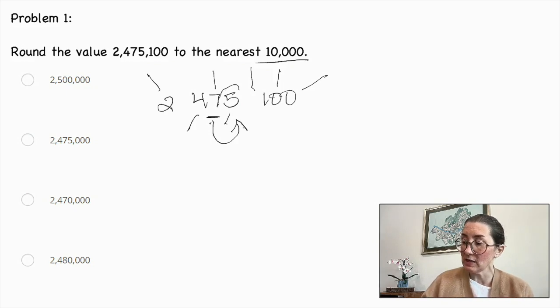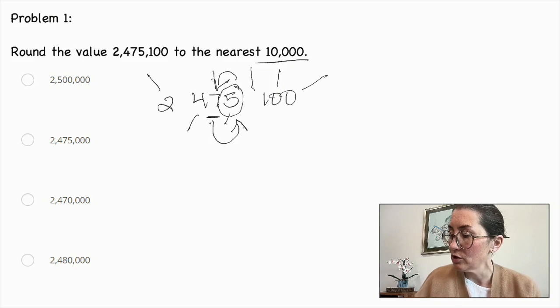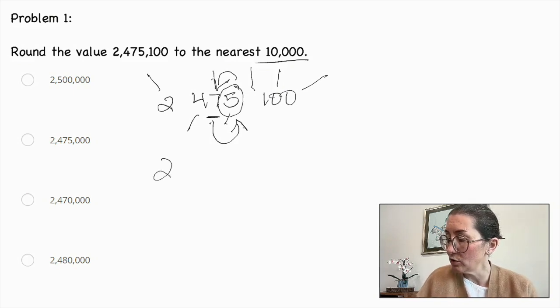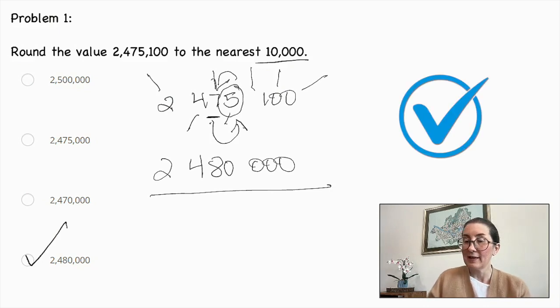And we ask the question, is it 5 or greater? And if the answer is yes, then this number goes up 1. If the answer is no, it remains the same, and the rest of the numbers are zeros. So the answer is yes, so it becomes 2,480,000. Like that. And there's our correct answer.